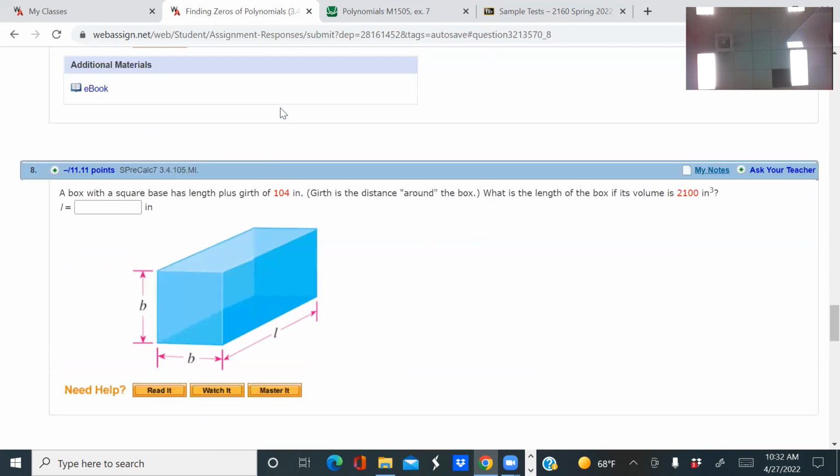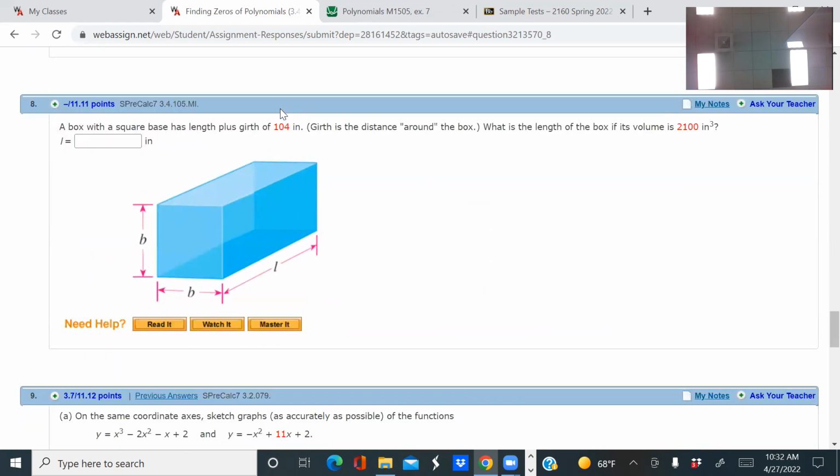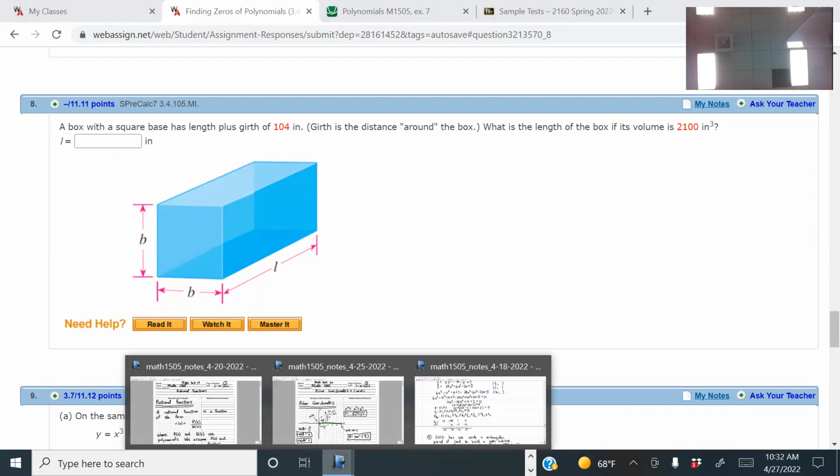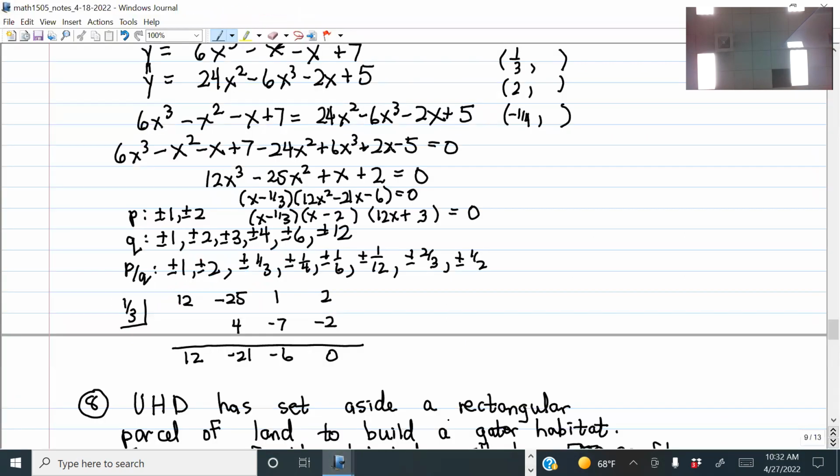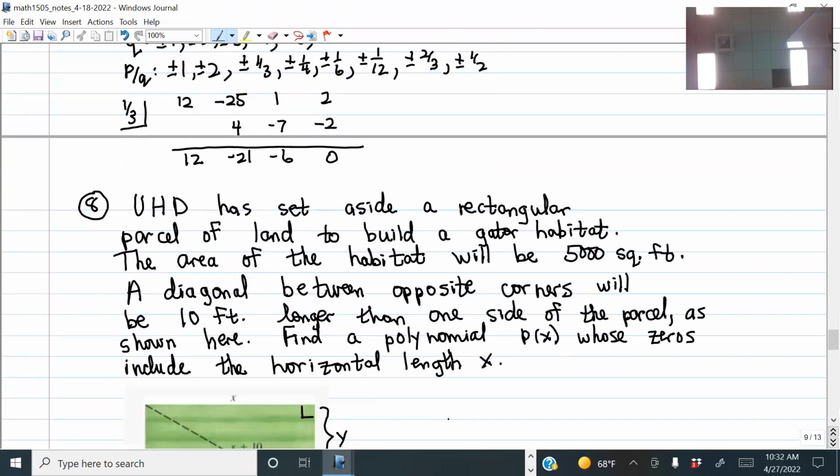Still have a chance to ask questions Monday. Now this one, okay, this one is a lot harder. I have an example like this one though. So let's look at the example first, and then we'll come back to this problem and see if we can tackle it. All right, here's my example.